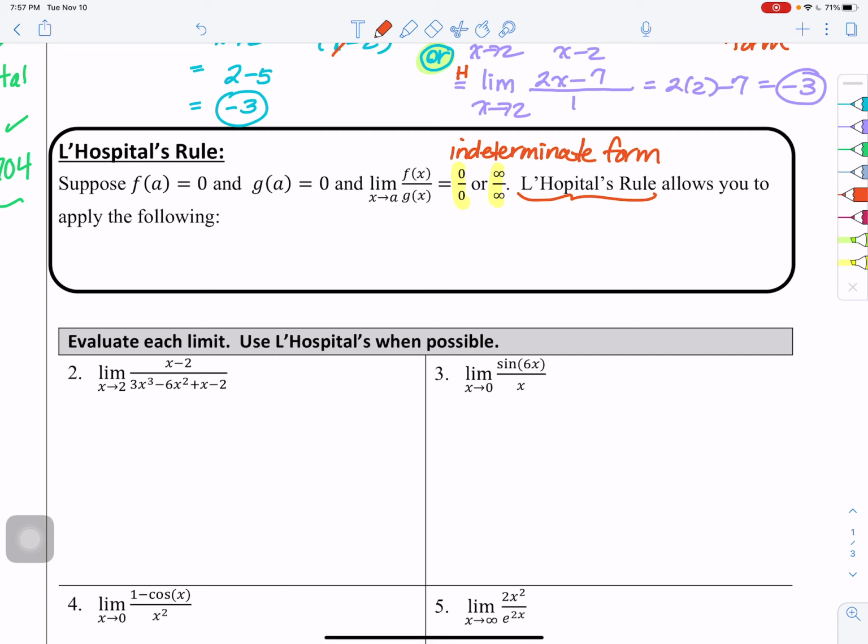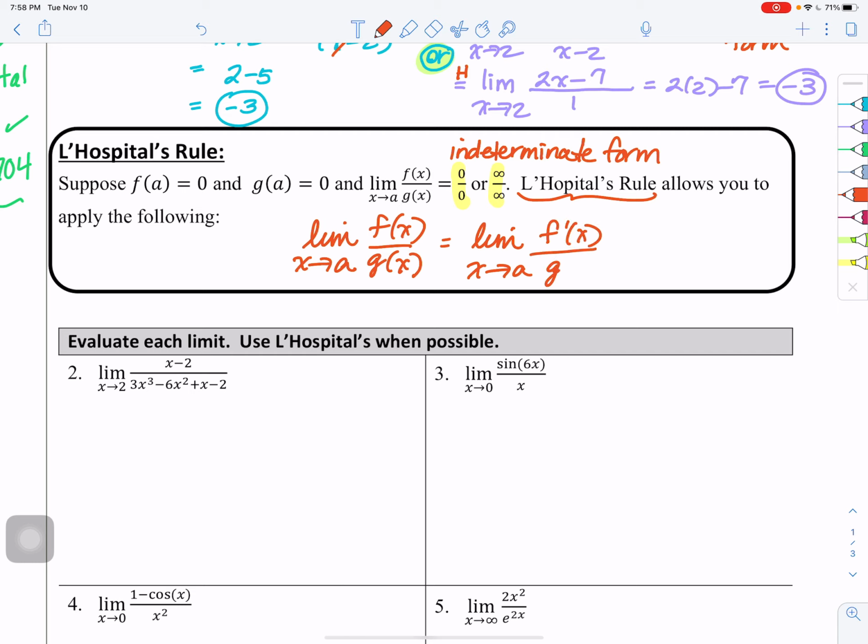And what L'Hopital says is, if you take the derivative of the numerator and the derivative of the denominator and then look at that limit, it is the same as the original limit. So the limit as x approaches a of f of x over g of x, only if you have those indeterminate forms, is equal to the limit as x approaches a of f prime of x over g prime of x.